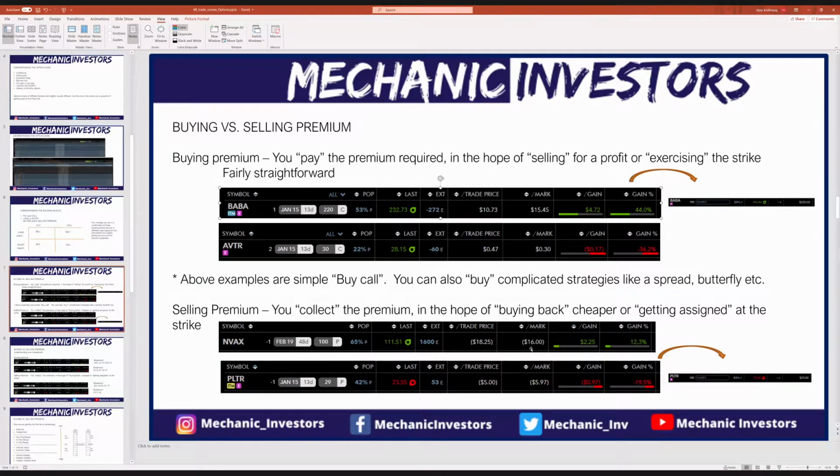It's the same concept here. So I'm shorting here at a certain price and I'm expecting that over time that price will go down and I can buy it back cheaper and I can pocket the profit. So this is another example.